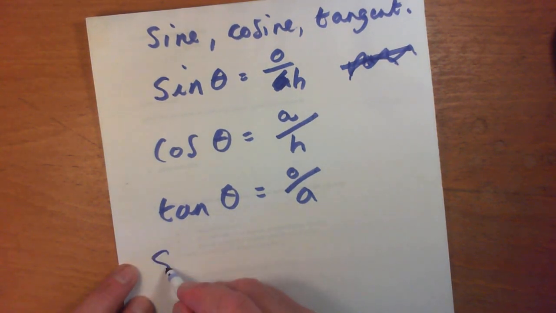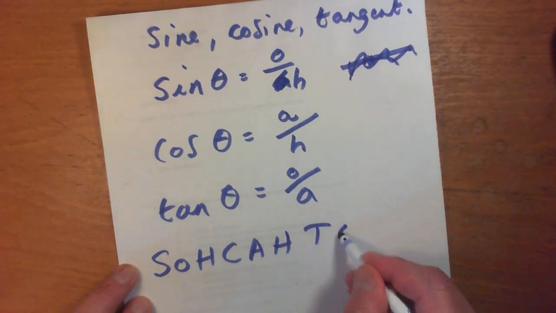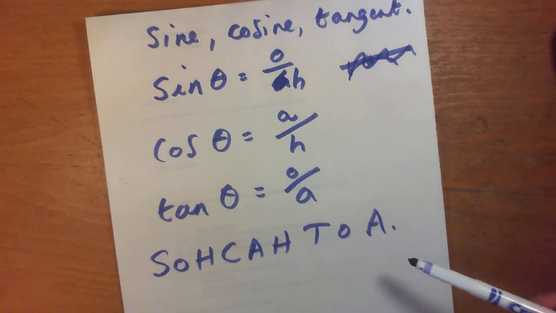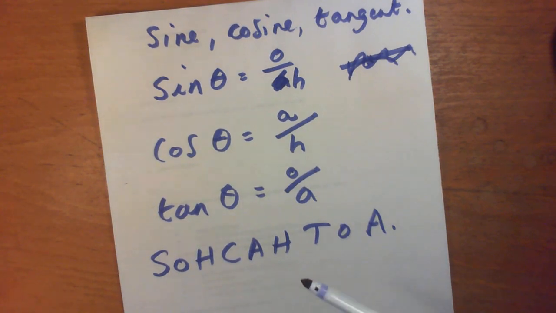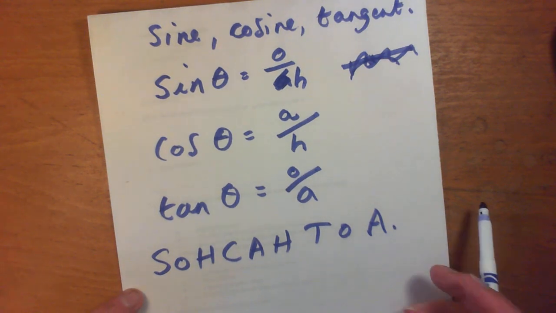And we commonly see this mnemonic. This is supposed to sound like a volcano, like Krakatoa or something. But as far as I know, there is no volcano or mountain with this name. But it's supposed to be used as a mnemonic. Sine equals opposite over hypotenuse, cosine equals adjacent over hypotenuse, tangent equals opposite over adjacent.